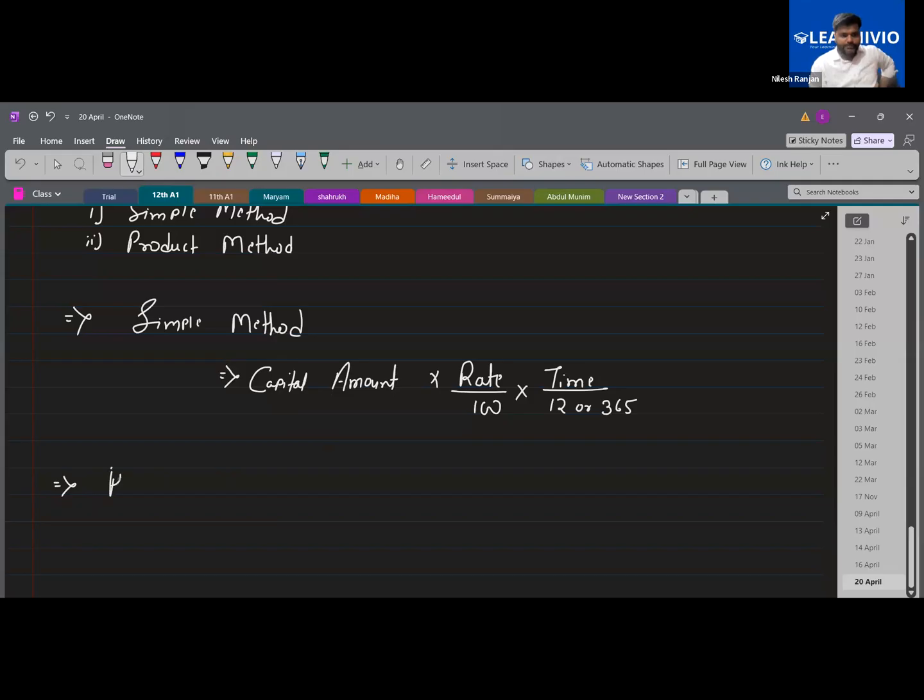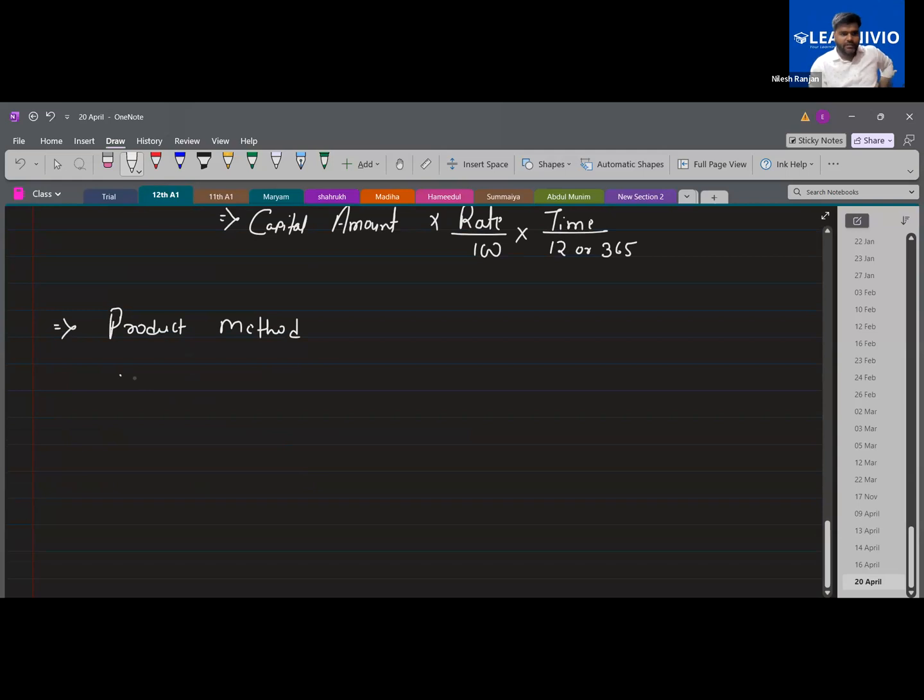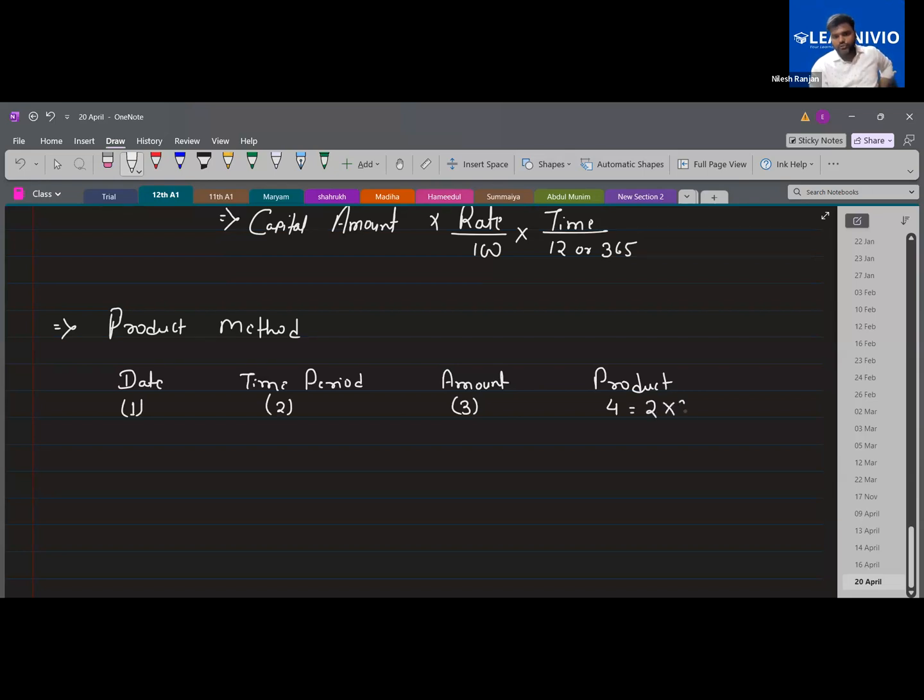Now, product method. Under product method, we prepare a table with a column of date, time period, then the amount, and then product. So this is column number 1, column number 2, column number 3, and this is column number 4. It equals 2 into 3. So this is the table.